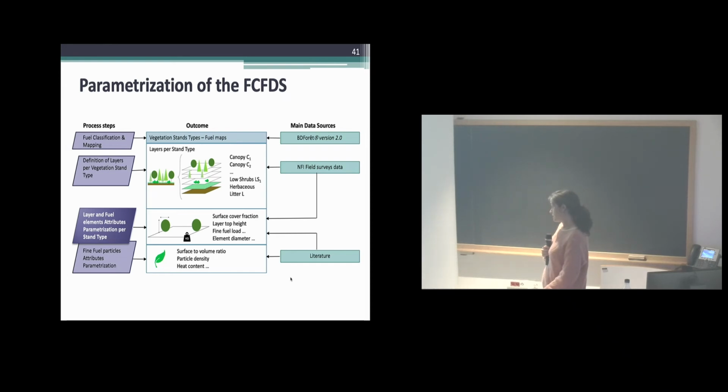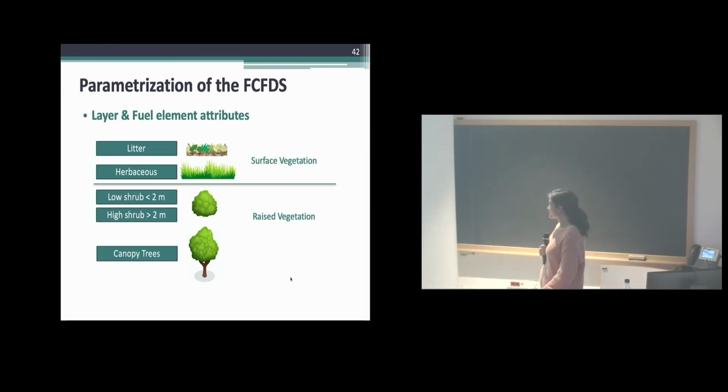So then, once we have the layers, we have to put the data inside. We have different types of layers. Concerning surface vegetation, it's patchy vegetation. Unfortunately, we didn't find data in the literature concerning the size of these patches, so we have considered that vegetation is homogeneously distributed. On the contrary, for tall vegetation, so low shrubs, high shrubs, and trees, we can find correlations for the shape and for the size of these elements.